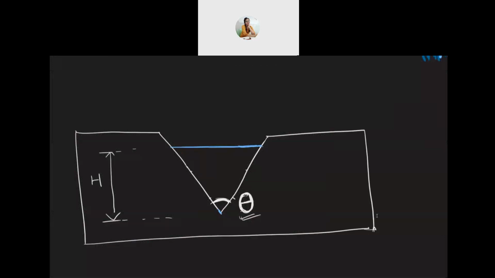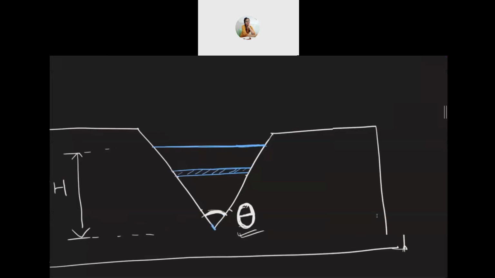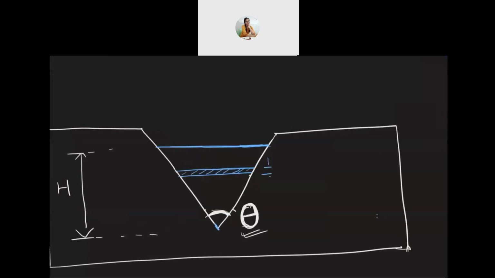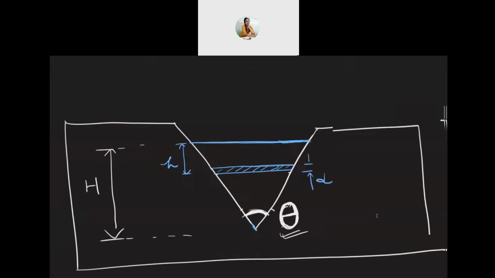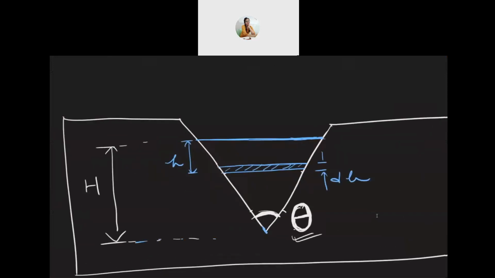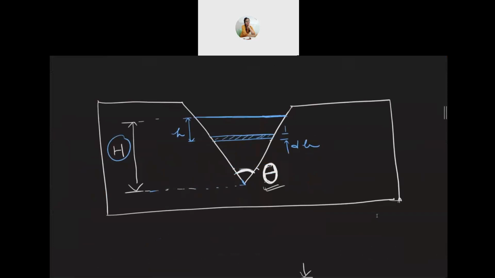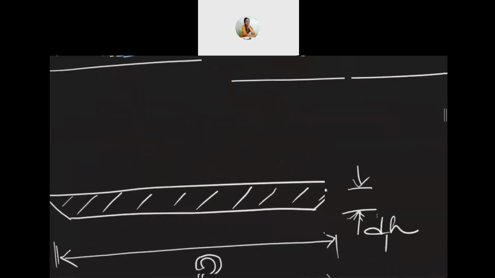an elementary strip, again a horizontal strip. And this horizontal strip will have a thickness dh, and the head above that horizontal strip is small h, and the total head available from the bottom of the notch is capital H. Now again, we have to find out the area of this elementary strip to find out the discharge.